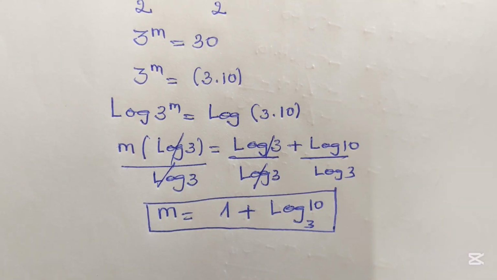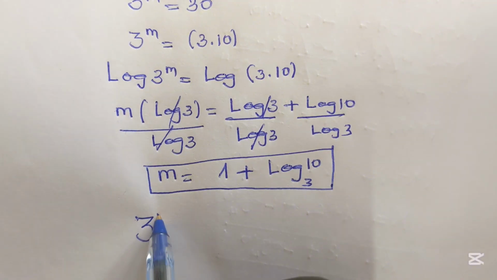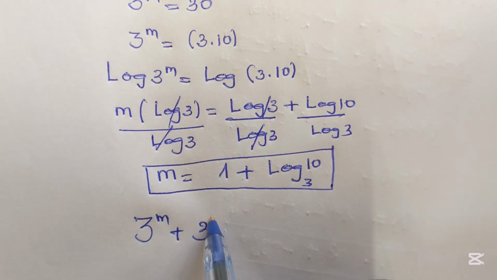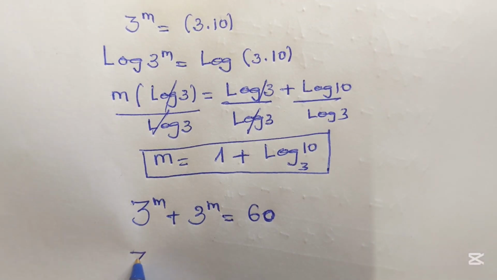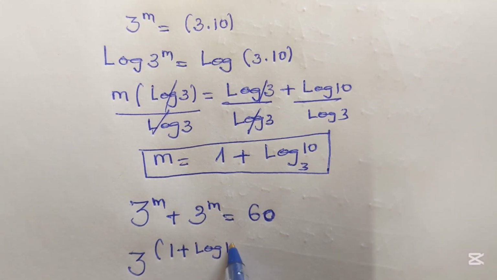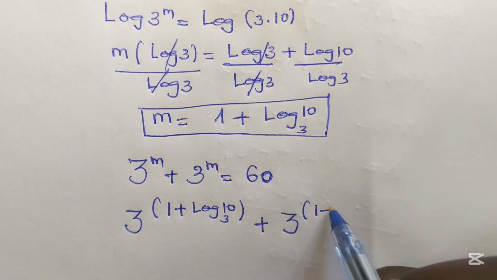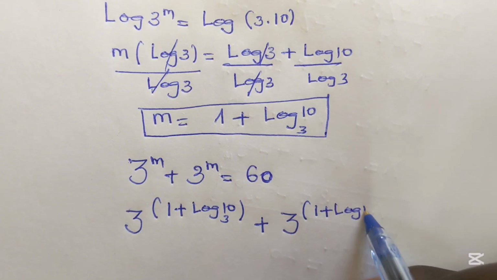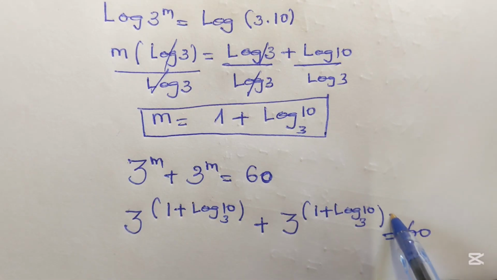But you have to check, always check if your answer is correct. We have given 3^m + 3^m = 60. Then 3^(1 + log of 10 to the base 3) + 3^(1 + log of 10 to the base 3) equals 60?